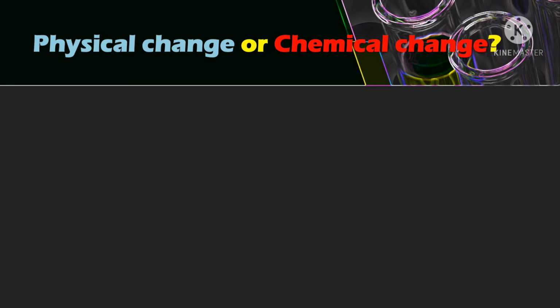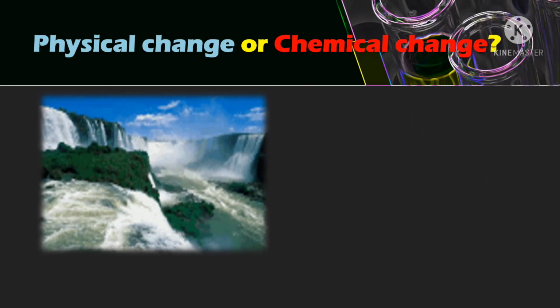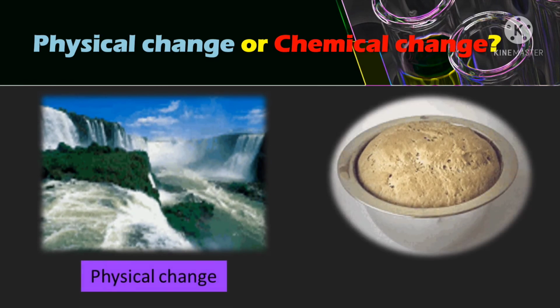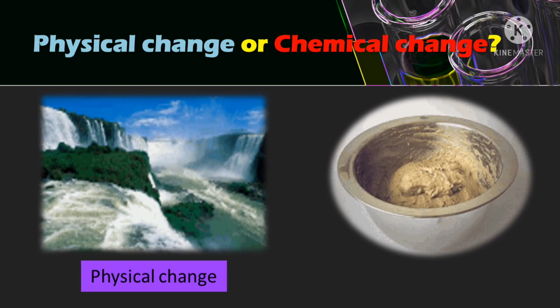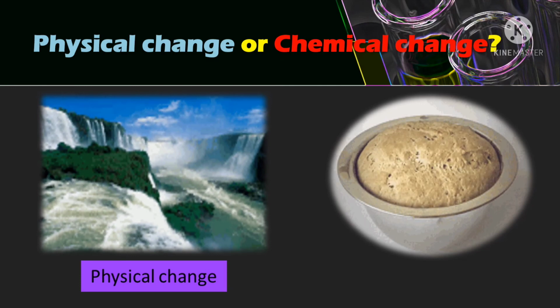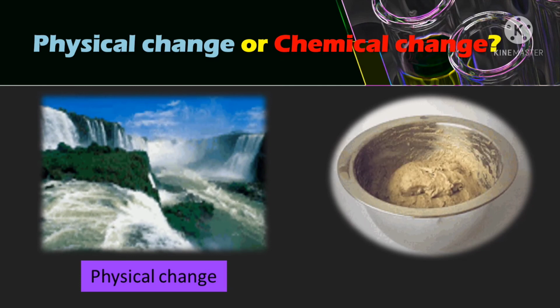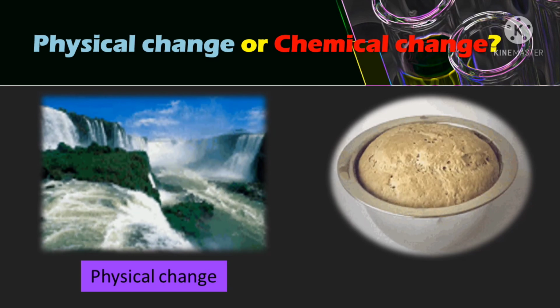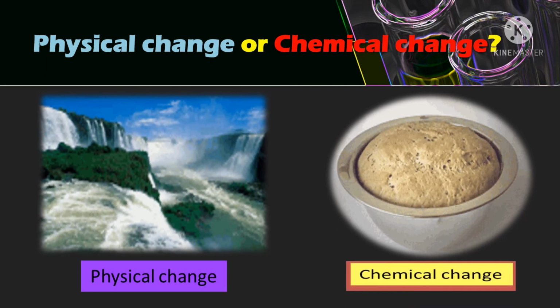How about this one? It shows water evaporating from the waterfalls. This means water changes from liquid state to gaseous state without altering its chemical composition. Therefore, physical change. However, in bread baking, yeast transforms the sugar in the dough into carbonic gas called carbon dioxide and alcohol called ethanol. The trapped carbon dioxide makes the dough rise, and the alcohol produced by fermentation evaporates during the baking process. Therefore, chemical change.